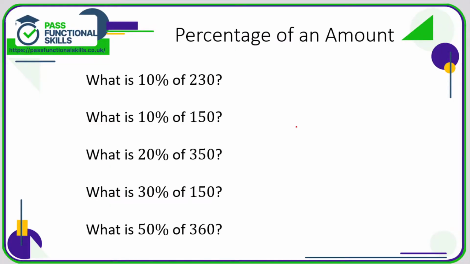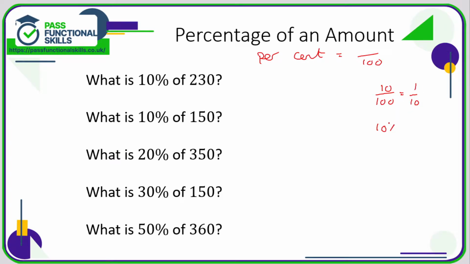Let's take a look now at percentages and how to calculate a percentage of an amount. Now this is really important for the functional skills maths test, but it's also a really useful life skill as well. Now the key thing to remember is that percent means out of 100. So 10% means 10 out of 100 or 10 hundredths. And this is a fraction which can be simplified by chopping off a zero top and bottom to 1/10.